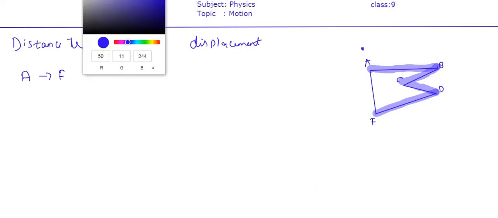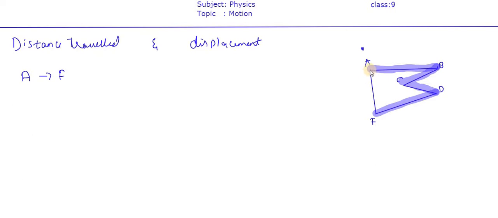And one more path is there. So what is that path? From A to F we can move directly. This is the path. Okay, now here we have the distance and displacement. So first, what we moved: from A to B we moved, from B to C we moved, from C to D we moved, and from D to F we moved. So this is the actual path.